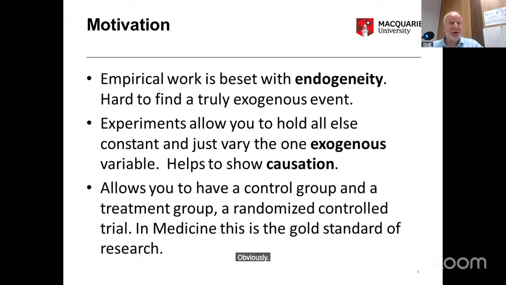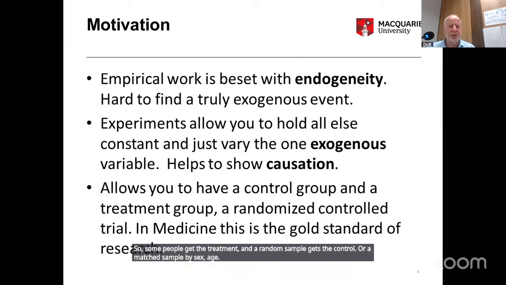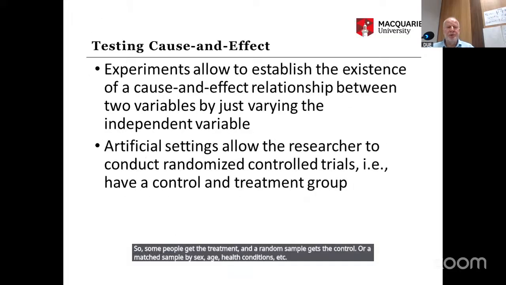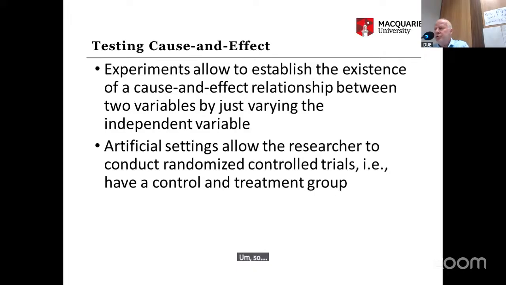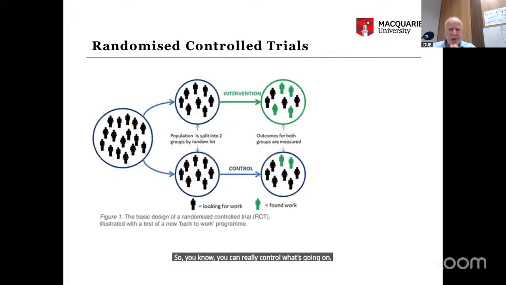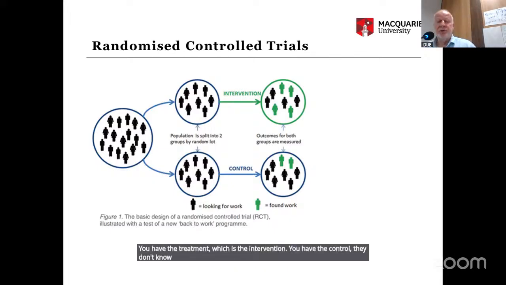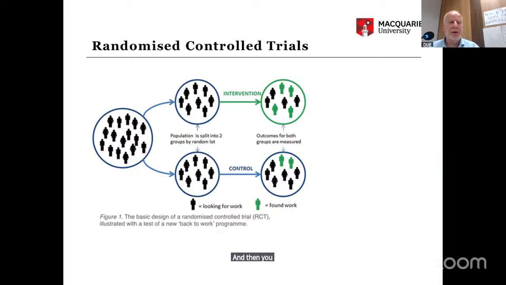Obviously, you can't use the same people for treatment and control. So some people get the treatment and a random sample gets the control, or a matched sample by sex, age, health conditions, etc. So they allow you to establish causality. You can really control what's going on. You split the population into two groups. You have the treatment, which is the intervention. You have the control. They don't know whether they've got the intervention or not. And then you compare the outcomes.